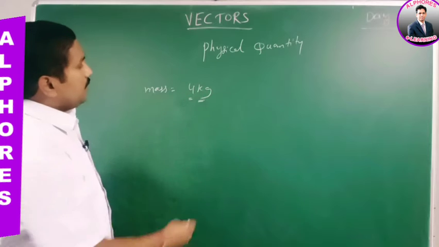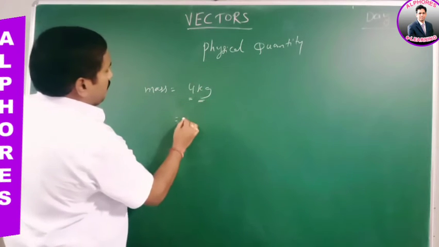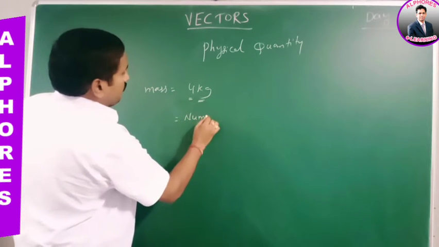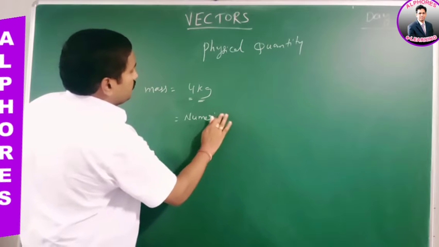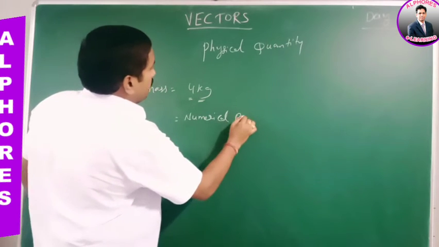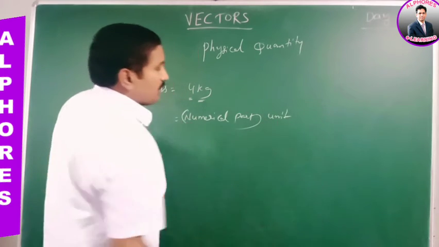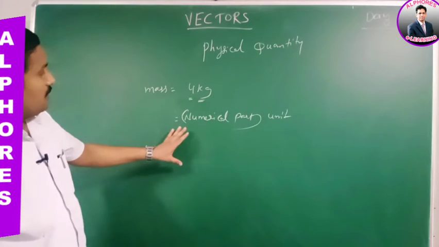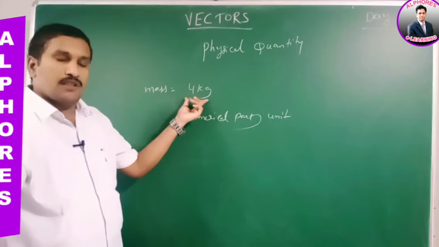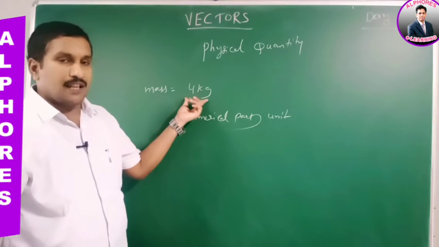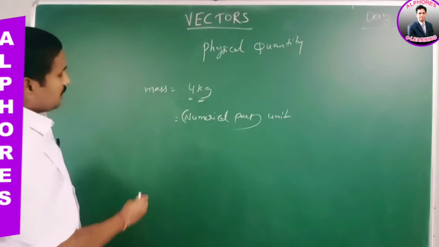Any physical quantity can be represented by numerical part into unit. That means, listen all of you, this 4 kg is measured by using a common balance, which is the direct method. And I am giving another example.